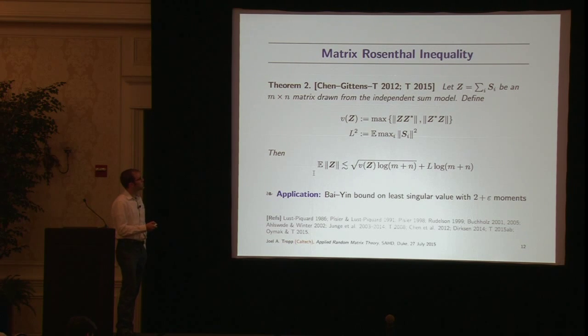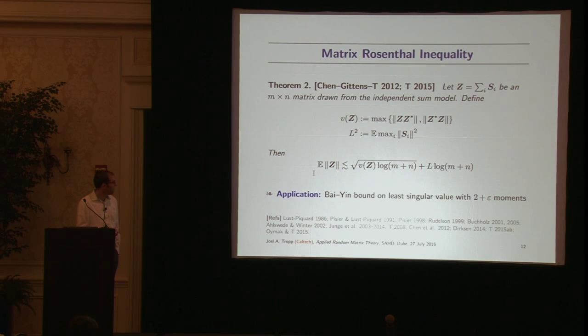So suppose that Z is a sum of independent random matrices. And we're going to define the matrix variance again. There should be expectations inside these norms. So think about this as the expectation of the square. Since these things are mean zero, it really is like a variance. And we'll define L to be the expected maximum squared norm of one of the summands.